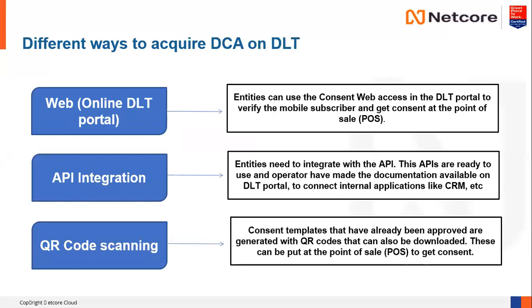The first mode, the web portal, can also be used as a point of sale. If I take an example, there are multiple chains of stores in the city. So the store manager or the storekeeper can acquire the consent using this web portal. Similarly, they can display the QR code in the store and get the consent. API integration is more related to the entity's application, which can be integrated with the operator consent module, so that the consent can be passed on through the API to acquire it from the end user.